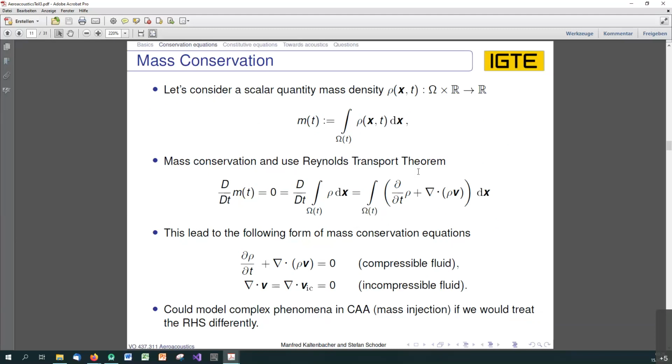Okay. So, deriving mass conservation in the integral form, then going to the local representation, we have here the mass conservation equation in the local form. The time derivative of the density is compensated by a divergence part. This means if in one point the density fluctuates, it must be compensated by some spatial movement of the density.